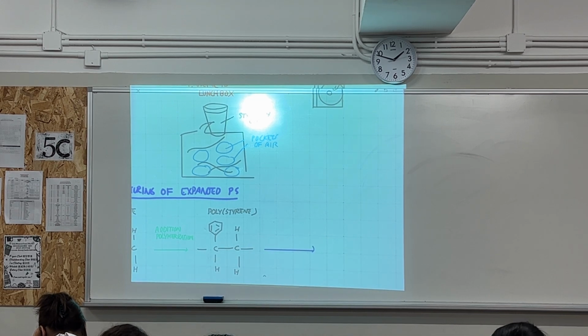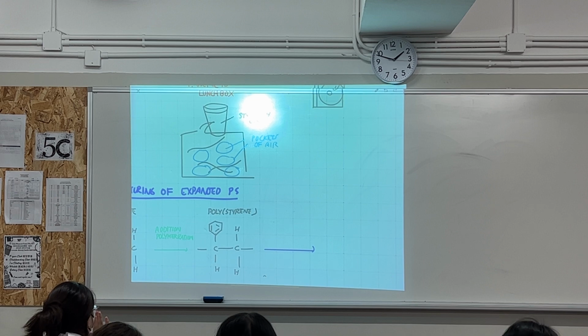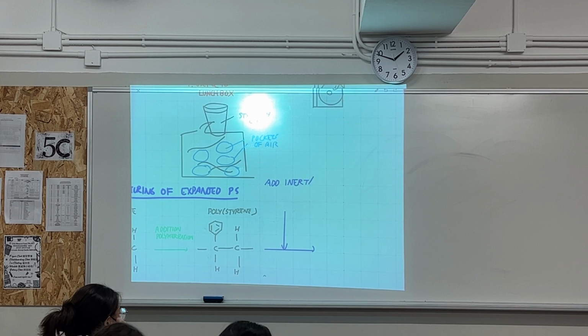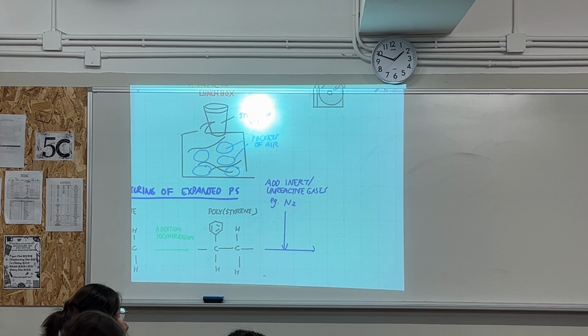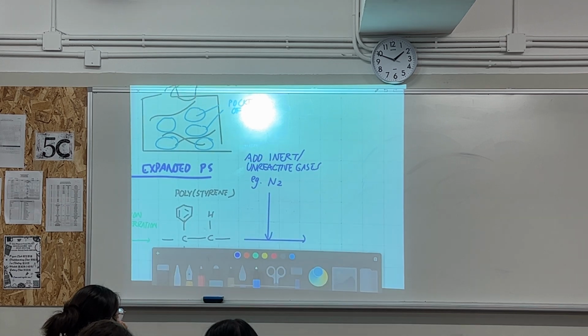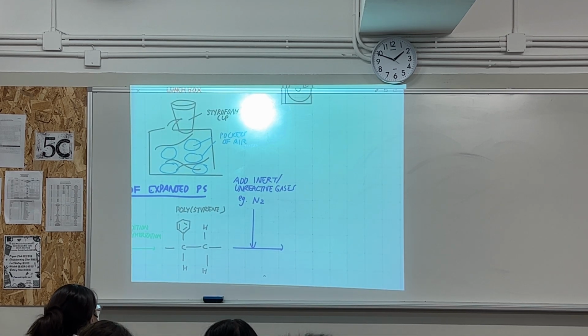Can anyone tell me what's the alternative word for inert? Inert means unreactive or stable. Yeah, so you add inert or unreactive gases. Okay, inert, I-N-E-R-T, inert gases. Some examples are nitrogen gas. You can blow nitrogen gas, which is pretty abundant. How abundant is it in the atmosphere? 78%, 21% oxygen. Then it will turn into this, expanded polystyrene.